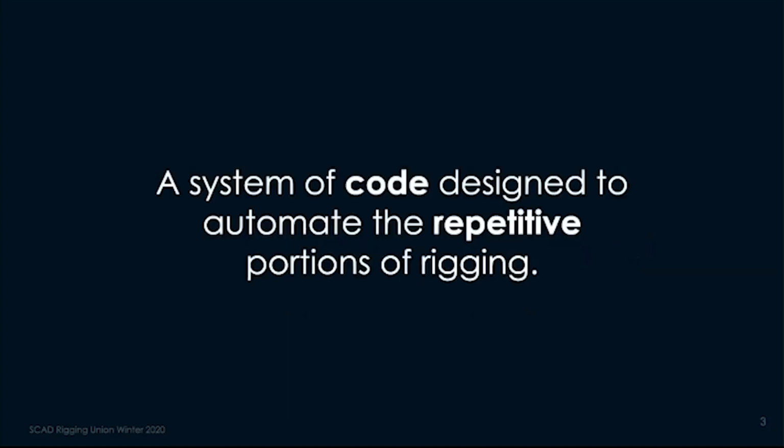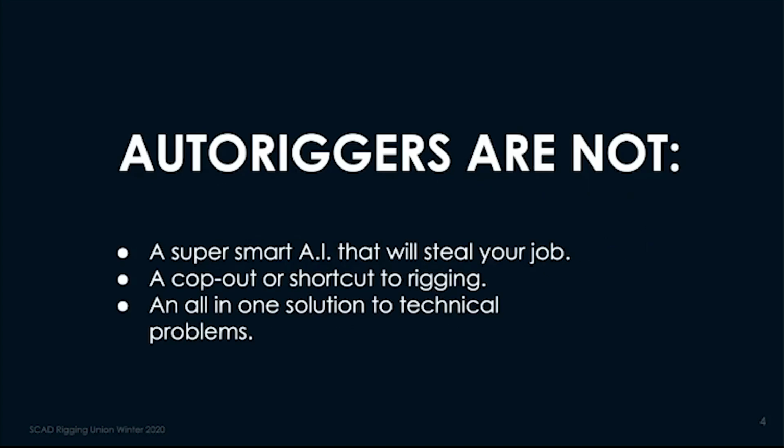An AutoRigger is a system of code designed to automate the repetitive portions of rigging. I think it's important that it specifies the repetitive portions of rigging, because I think there are a lot of misconceptions.